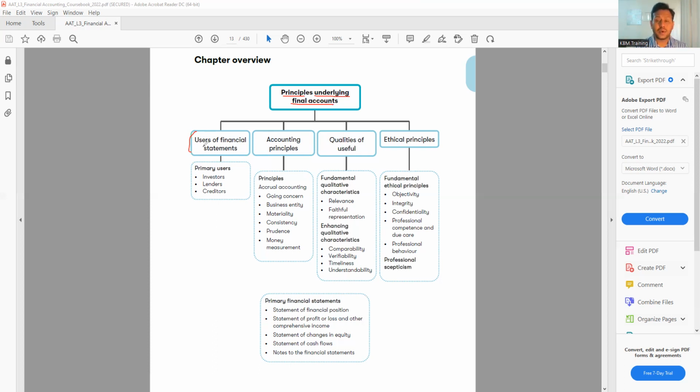Now the question is, who is interested in looking at my company's financial statement and why? So we need to find that out, and from this chapter we're going to learn that. If we talk a little bit, for example, the primary user. So who uses the financial statement? The primary user, they said, is the investor, the people who invest money in our company. So they will look at our financial statement.